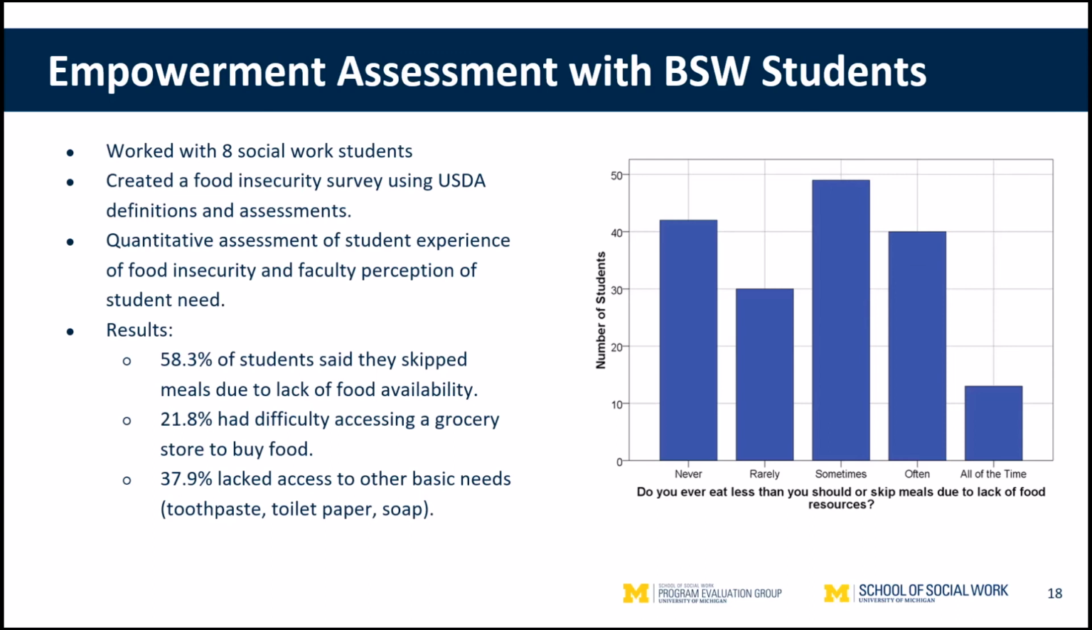The quantitative survey was completed by 181 students. Of these students, 58.3% said they had skipped a meal due to the lack of food availability. 21.8% said that they had difficulty accessing a grocery store to buy food. This can sometimes indicate transportation needs. And 37.9% mentioned that they lacked access to other basic needs like toothpaste, toilet paper, and soap.